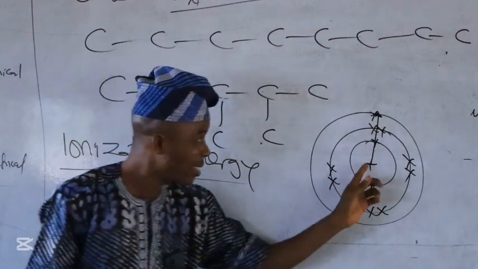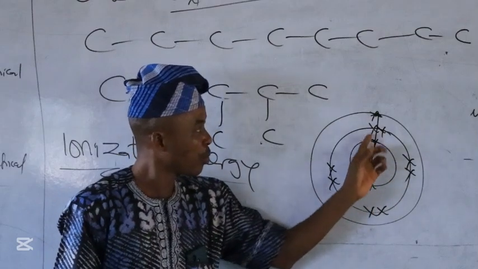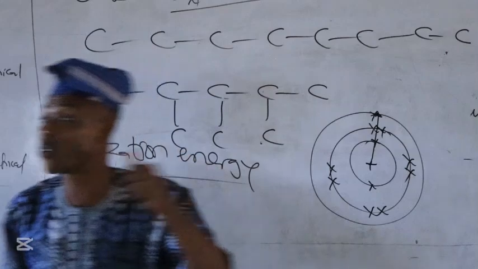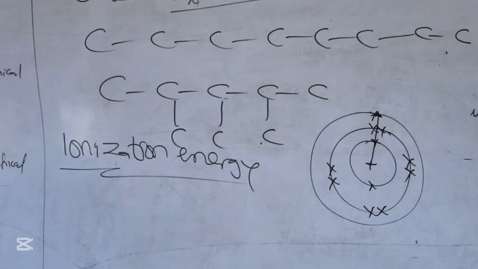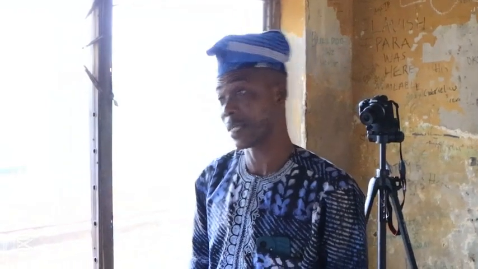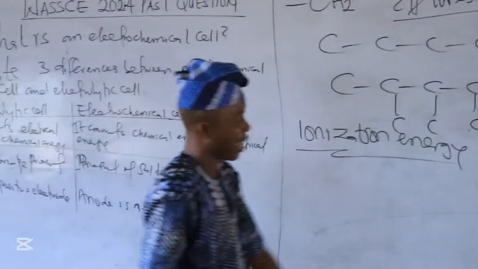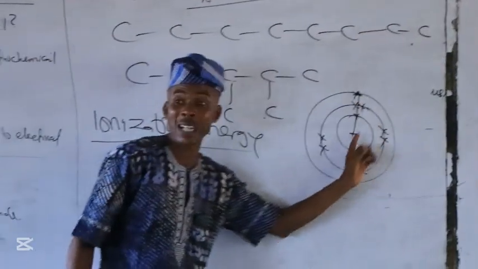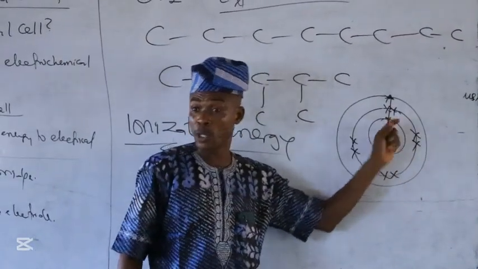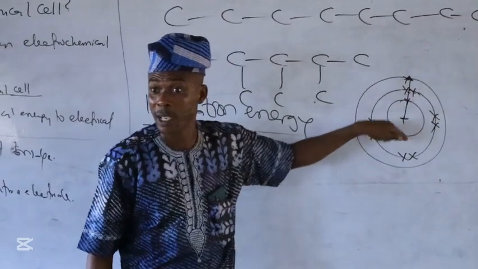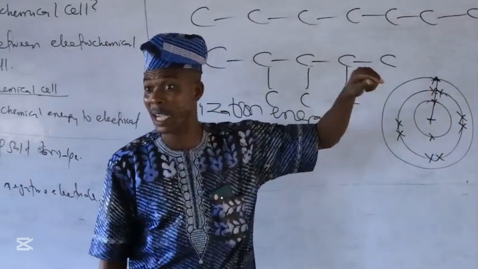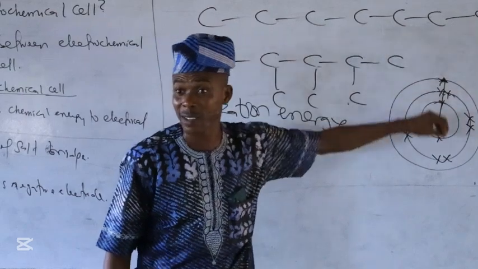The closer the nucleus to the electron, the greater the force of attraction. Then more energy will be required to remove it. And that is why the second ionization is greater than the first ionization. Is that okay? The electron to remove the second electron here is more attracted to the nucleus. What do you have in the nucleus? The proton, which is positively charged. Remember what we want to remove is negatively charged.